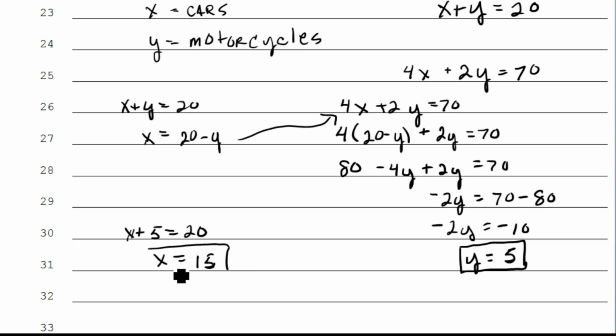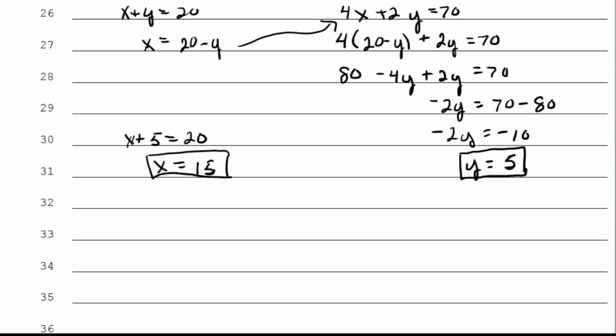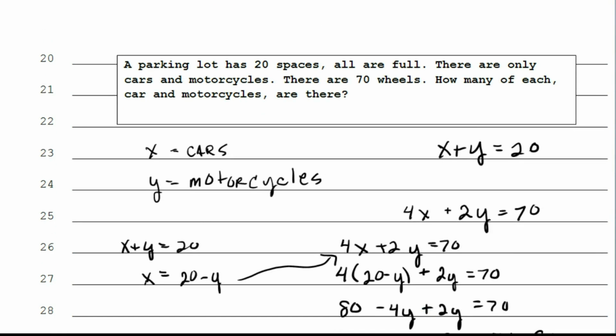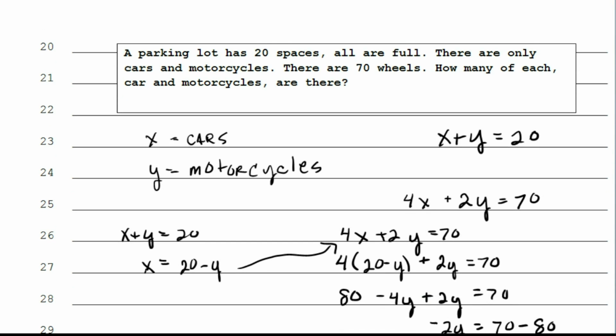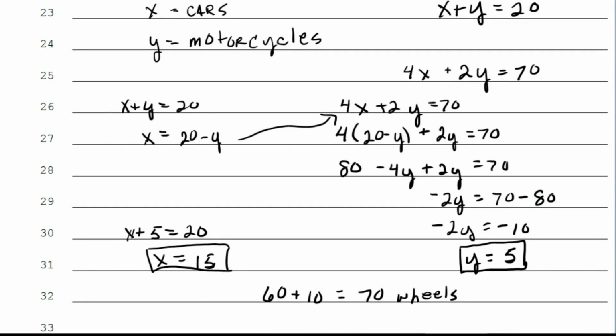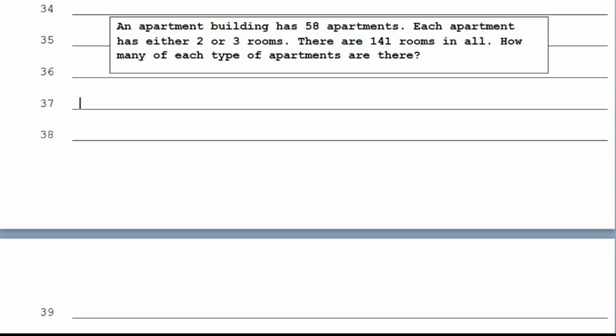So you have 15 cars and 5 motorcycles. 15 cars, 4 wheels each, gives you 60 wheels. 5 with 2 wheels each gives you 10, and in total you have 70 wheels, which checks with the information they gave you to begin with. 70 wheels. How many each of cars and motorcycles are there? 15 cars and 5 motorcycles. Here's another problem.